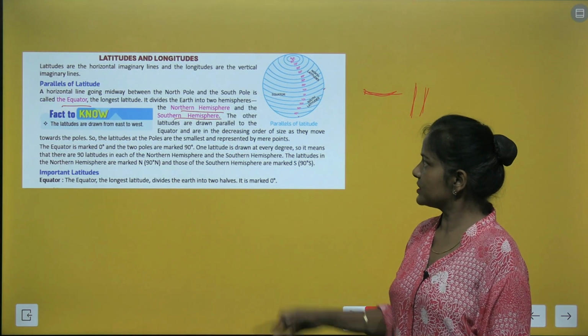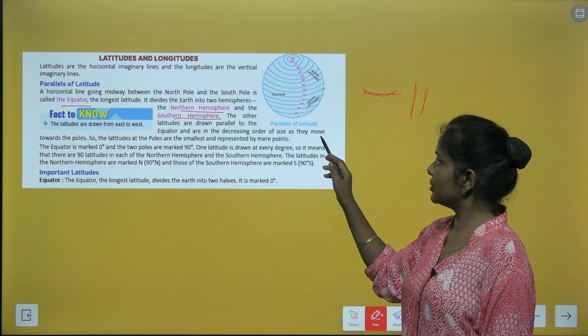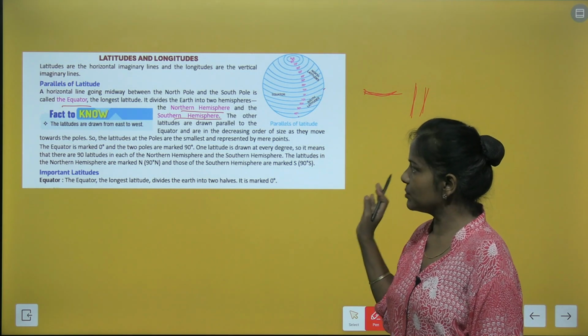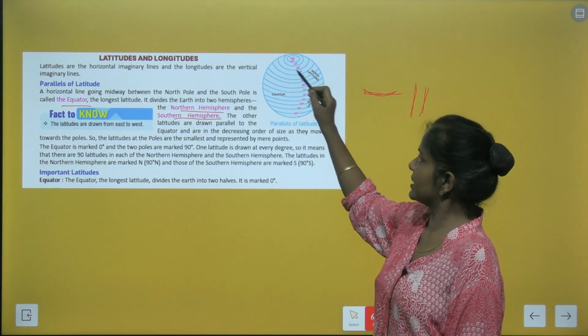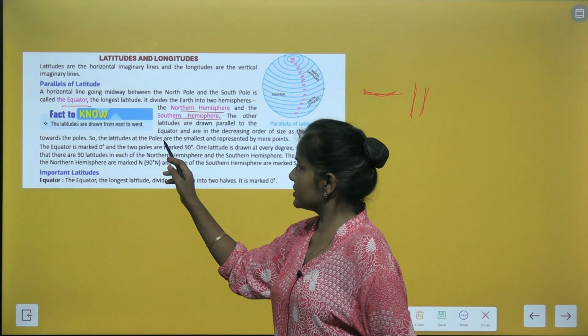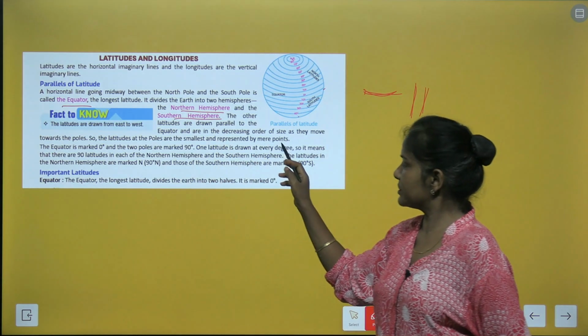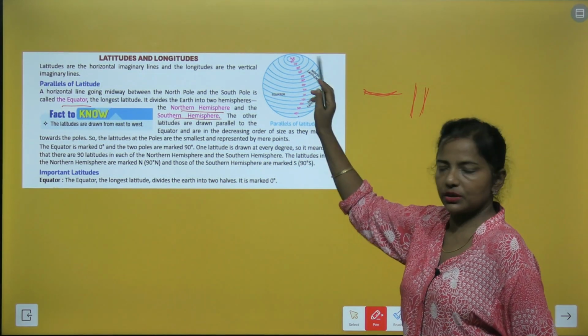The other latitudes are drawn parallel to the equator and are in the decreasing order of size as they move towards the pole. देखिए जैसे pole की तरफ जाता है ये decrease होता जाता है इन horizontal lines का size. So the latitudes at the poles are the smallest and represented by mere points. See, they are the smallest at the poles. Poles पे बिल्कुल छोटे हो जाते हैं.